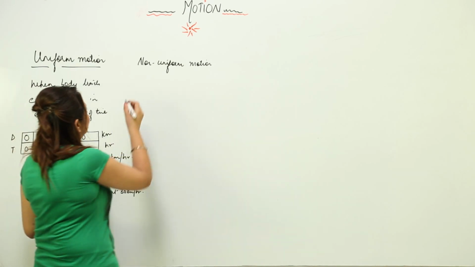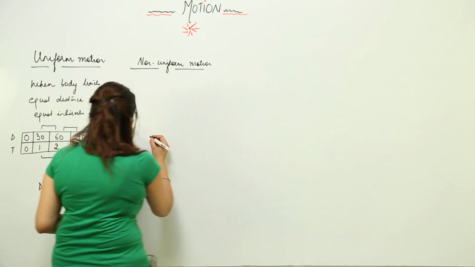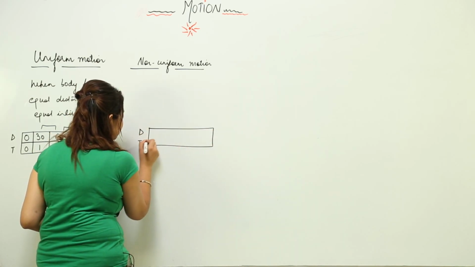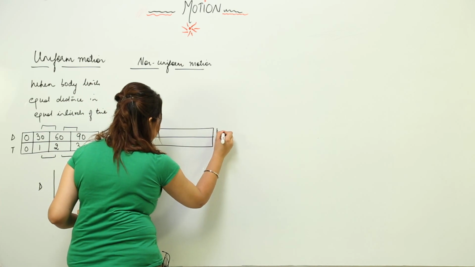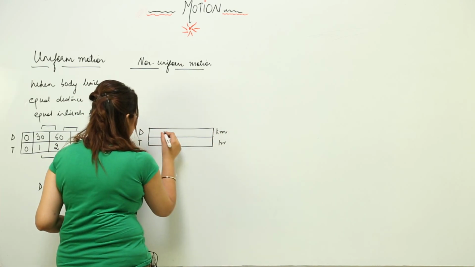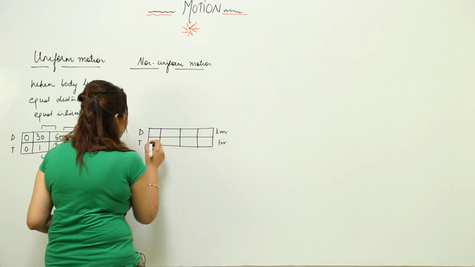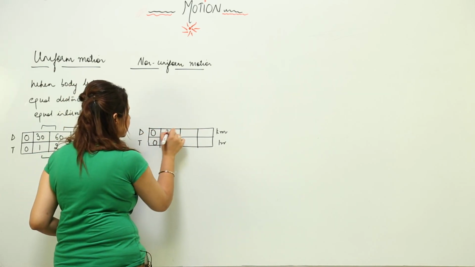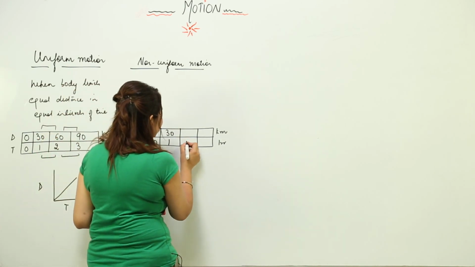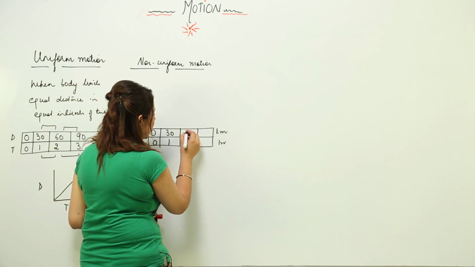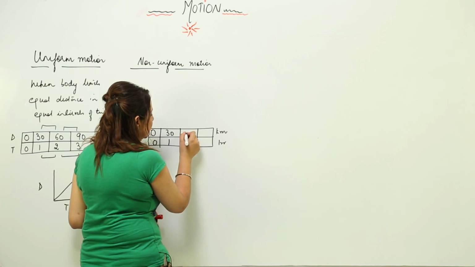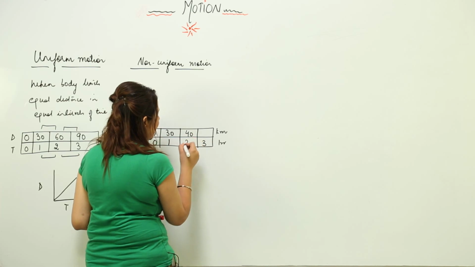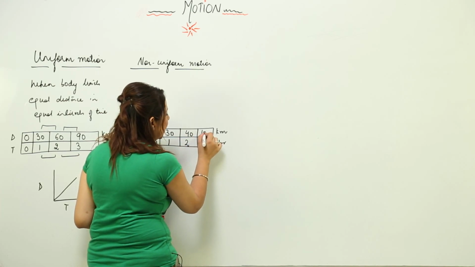Now what about non-uniform? Suppose I plot again a same graph like this, this is my distance, time, again distance expressed in kilometers, time in hours. So let's say when time is 0, distance is 0. When the time is 1 hour, distance comes out to be 30 kilometers. When time is 2 hours, the distance comes out to be 40 kilometers, and when the time is 3 hours, the distance comes out to be 100 kilometers.